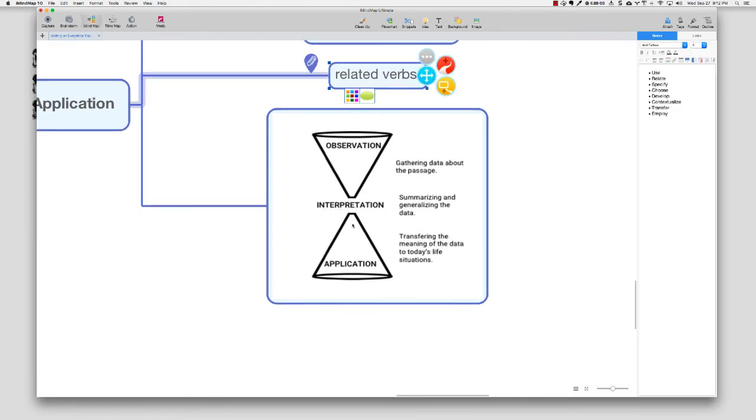And then in the latter phase, the application phase, you begin to expand it back out again. So now you're expanding it back out into the contemporary world. You're transferring the meaning of the data into today's life situations. And that basically will be the outline of your exegesis. That's an exegesis paper.